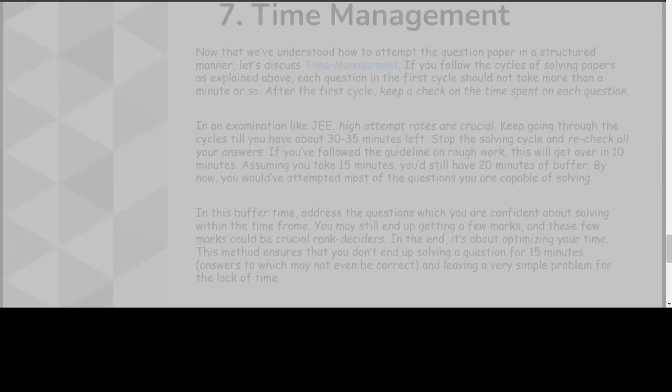7. Time management. Now that we've understood how to attempt the question paper in a structured manner, let's discuss time management. If you follow the cycles of solving papers as explained above, each question in the first cycle should not take more than a minute or so. After the first cycle, keep a check on the time spent on each question. In an examination like G, high attempt rates are crucial. Keep going through the cycles till you have about 30 to 35 minutes left.